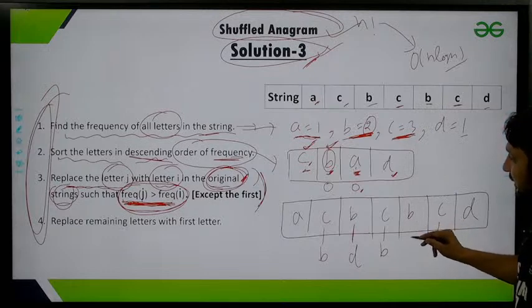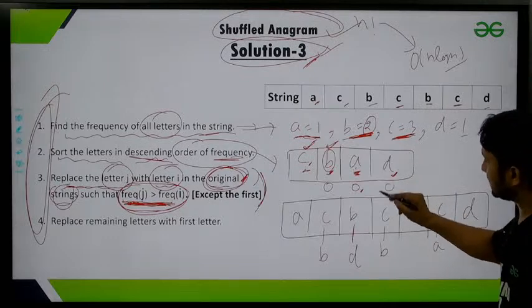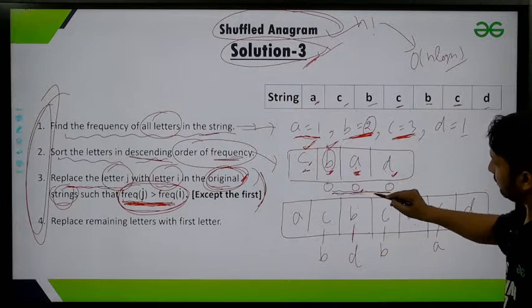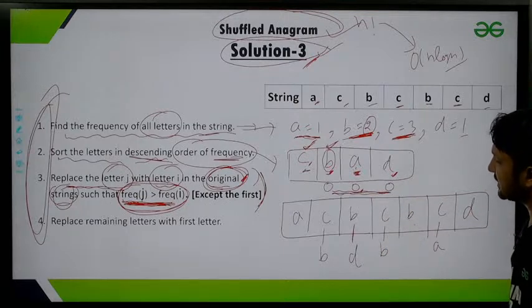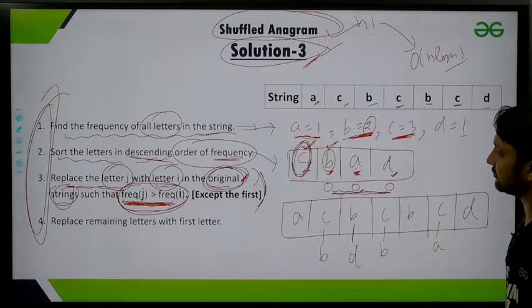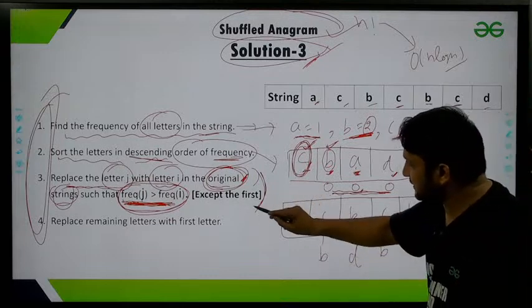In that case, I have consumed D also. I have consumed all of them. What is left with us? Only the first element. In the sorted array, we are left with only the first element. So that is the exception.